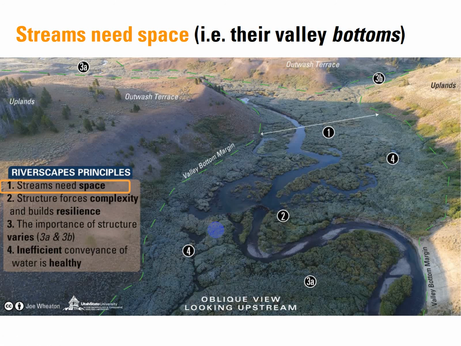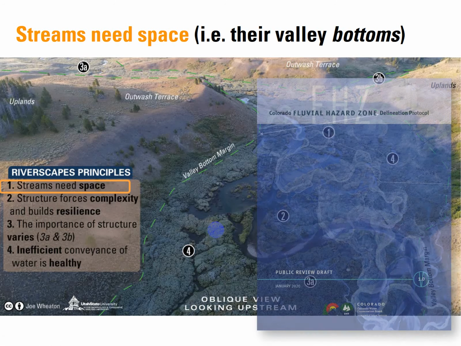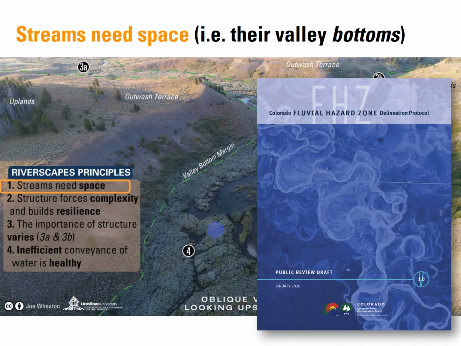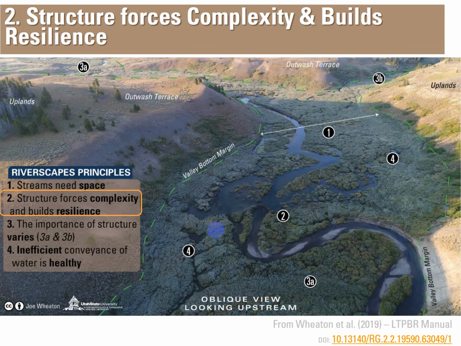How much space do they need? Well, that's defined by their valley bottoms, and that goes back to that definition we just had. For example, in Colorado, they've been doing a lot of fluvial hazard zone mapping. It's another way of approximating some of this.